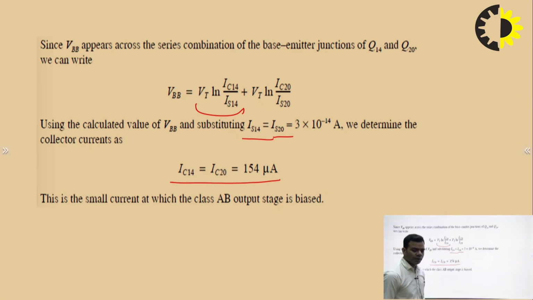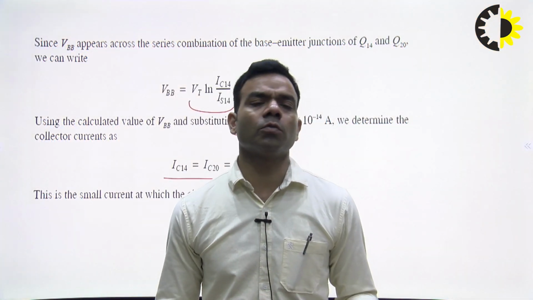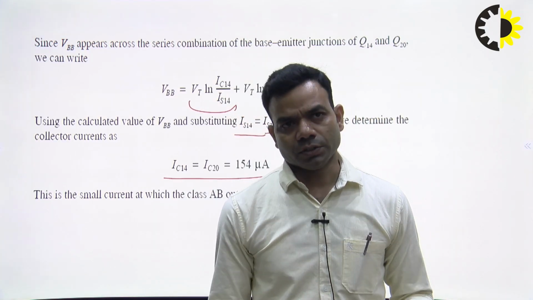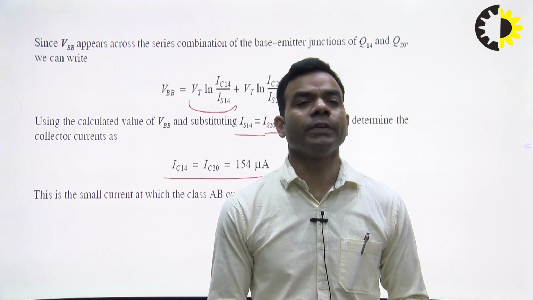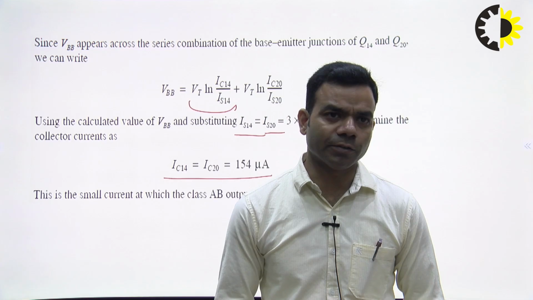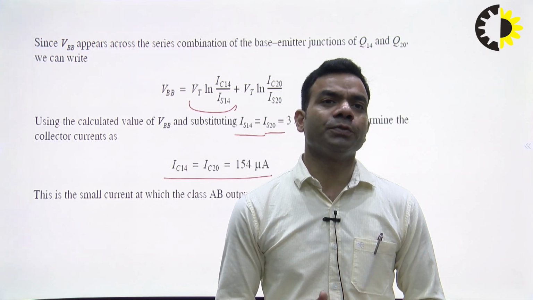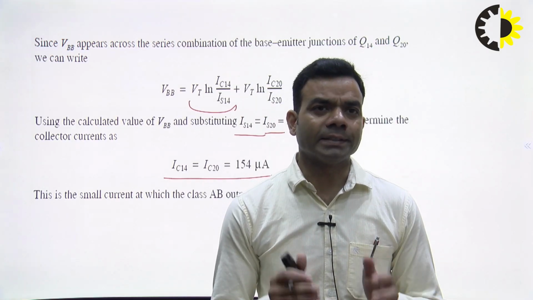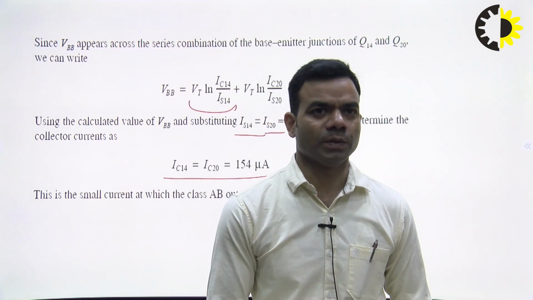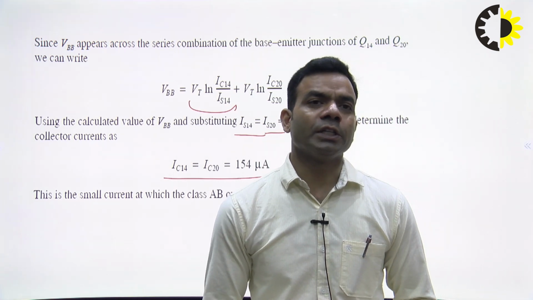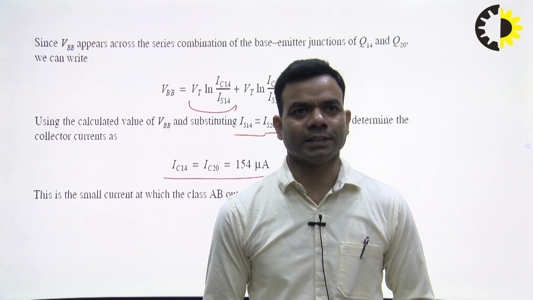Here we can conclude that we have found the current through each and every transistor. This is what we have to do in the DC analysis, or the bias circuit analysis, of the IC741. In the next lecture, we will discuss the small signal analysis of IC741. Thank you.